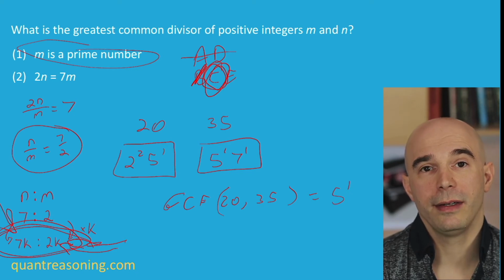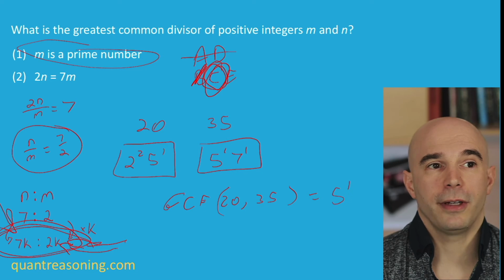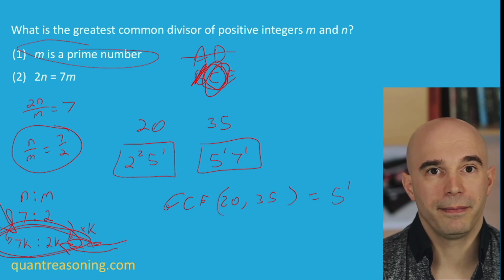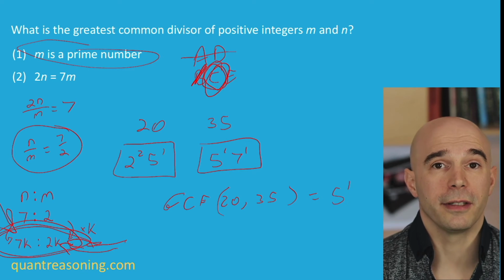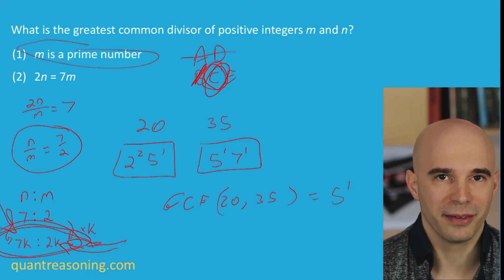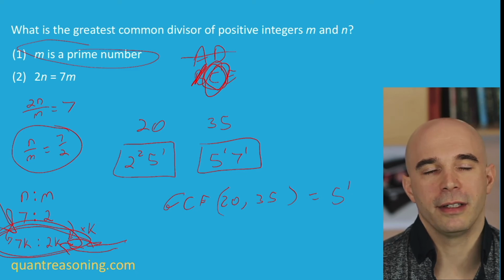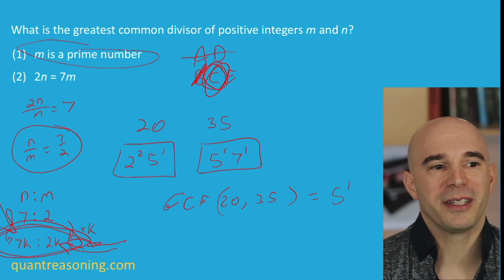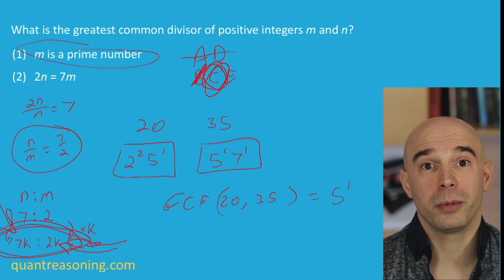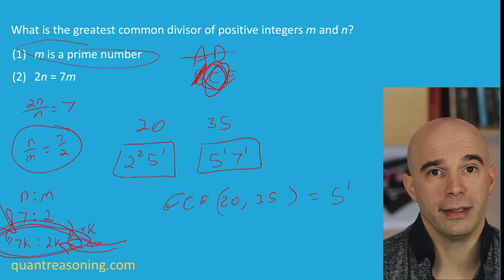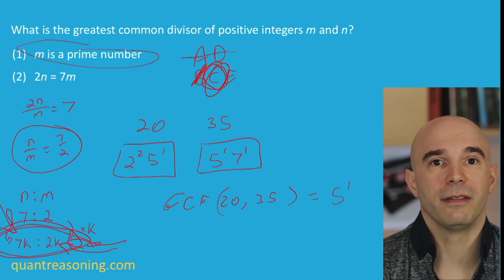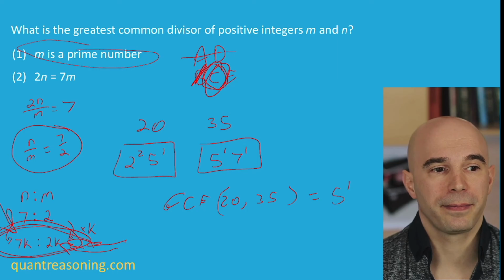And by the way, the greatest common divisor of any two prime numbers is 1, by definition. As long as they're different. If they're the same number, then that would be their greatest common divisor. The greatest common divisor of 11 and 11 is 11. But the greatest common divisor of two different prime numbers is always going to be 1, well, because they're prime. They're only divisible by themselves and 1.